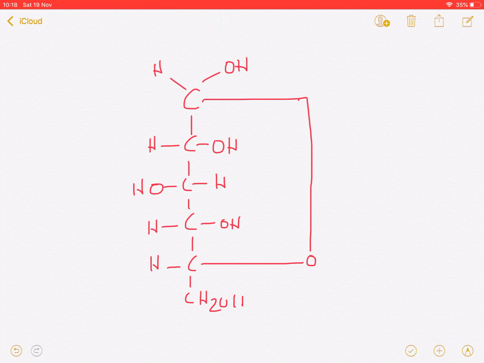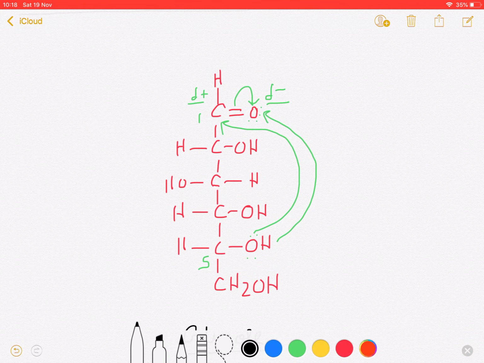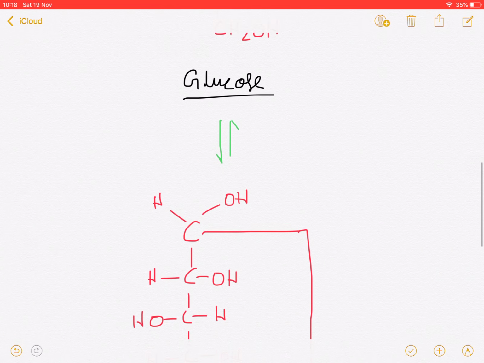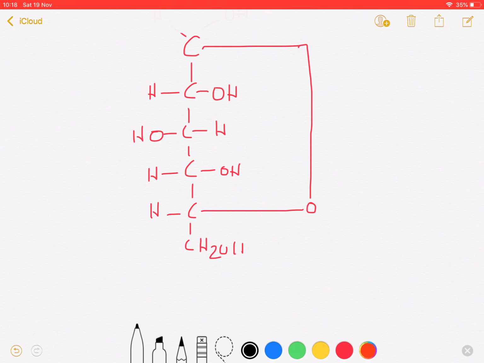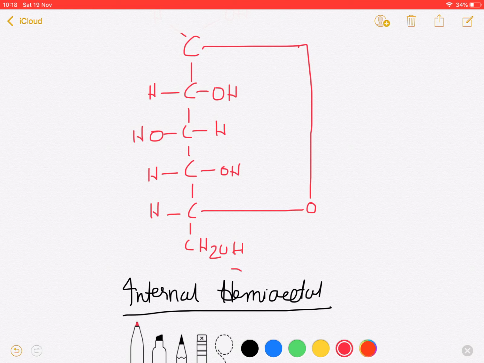So as a result of this particular chemical reaction between this hydroxy connected to the carbon number 5, that means this alcohol, and this aldehyde, the formation of the cyclic form takes place. It's a kind of cyclic form, and this cyclic form is called the internal hemiacetal. Internal hemiacetal. Now here the question comes, what is the meaning of hemiacetal?